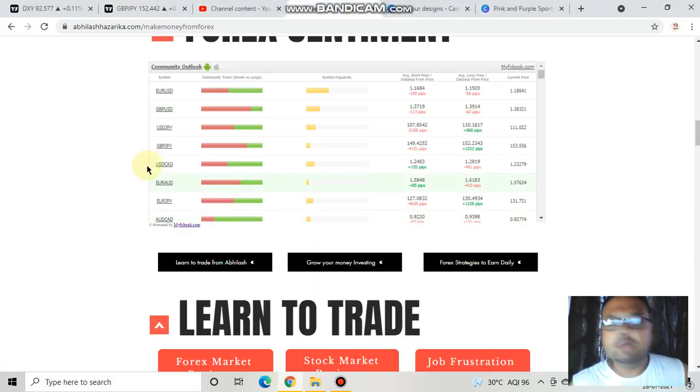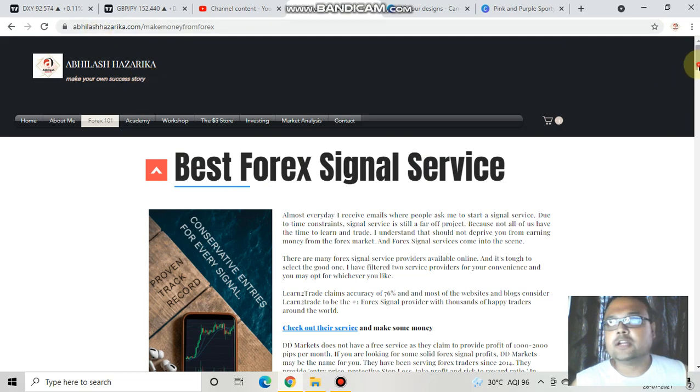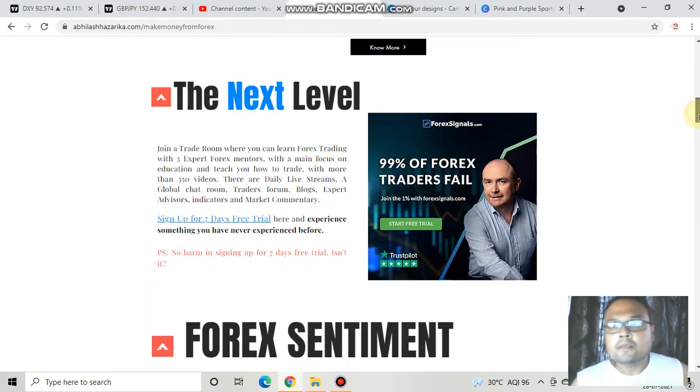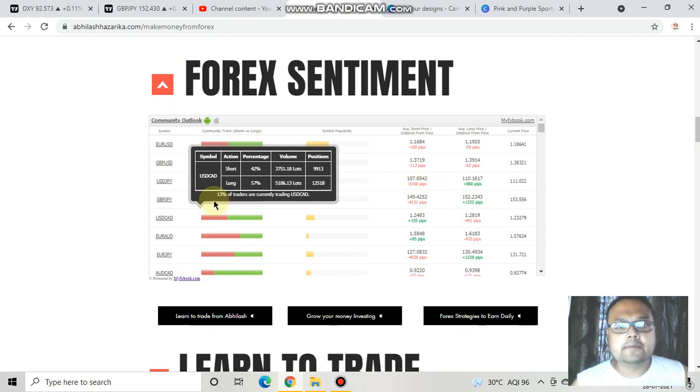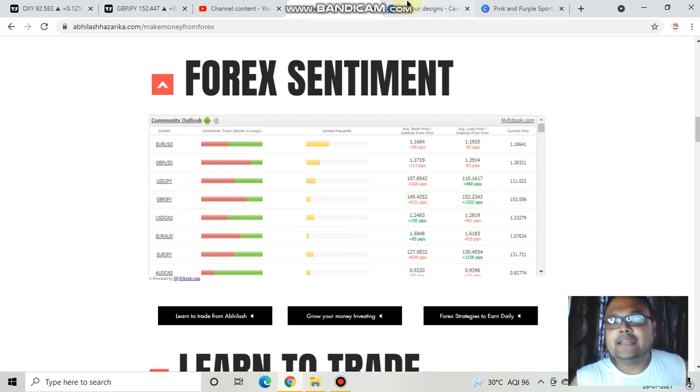And if we look at the Forex sentiment meter, you'll find the Forex sentiment meter on my website avilashjarika.com. If you go to the Forex sentiment meter, you can see that 74% retail traders have taken short position and 25% retail traders have taken long position, which means that 74% traders are thinking that the market will go down and only 25% traders are thinking that the market will go up. And as we all know, more than 90% retail traders lose money. So trade wisely, my dear friend. Trade with proper analysis. Do not trade blindly.